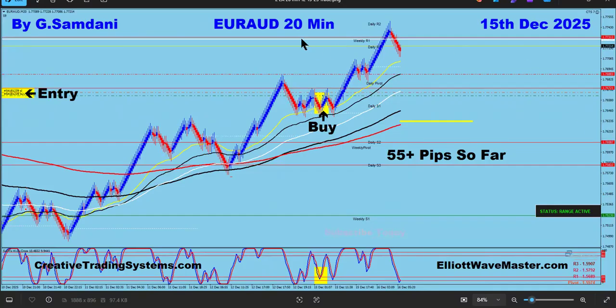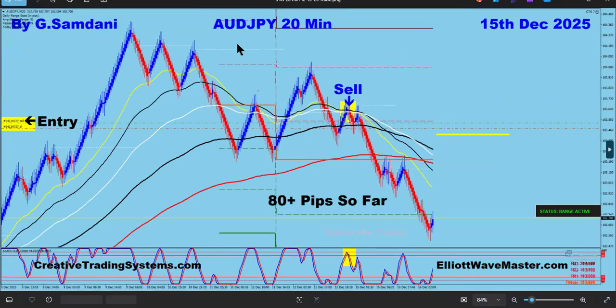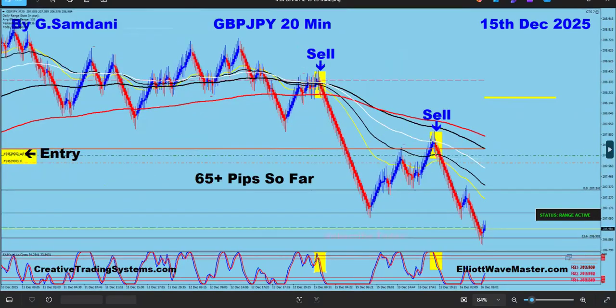And then the next trade you can see here, Euro Aussie 20-minute going to the upside. This was also the trade earlier, a week before, but this is on the 15th. Beautiful entry taken and at 55 pip. This is Aussie yen going down for 80 pip. Sell order is right there. This is pound yen. This was the one I just showed you, the first trade of the week. And then it retraced and then went down again for 65 pip, right, on the 15th.